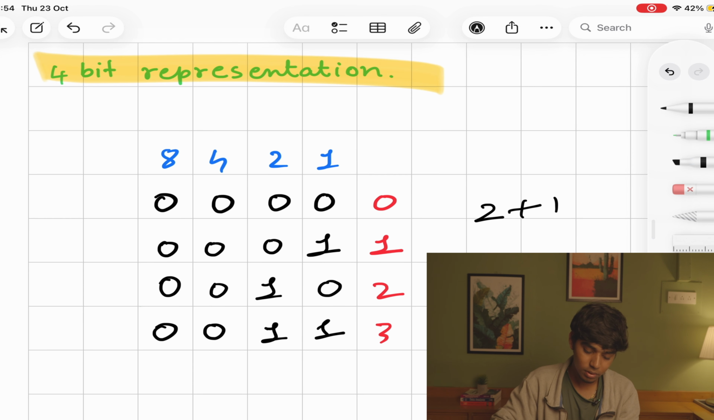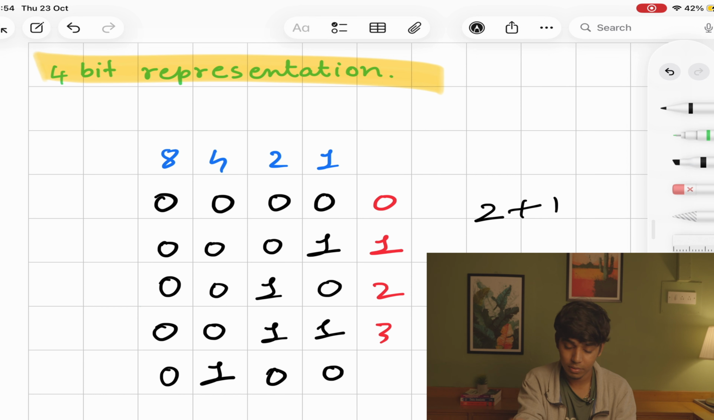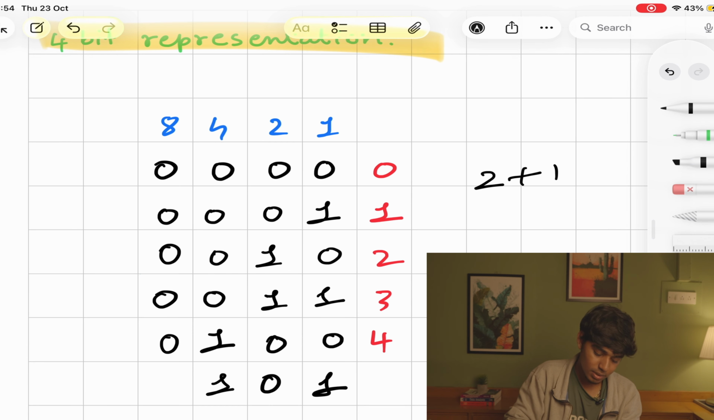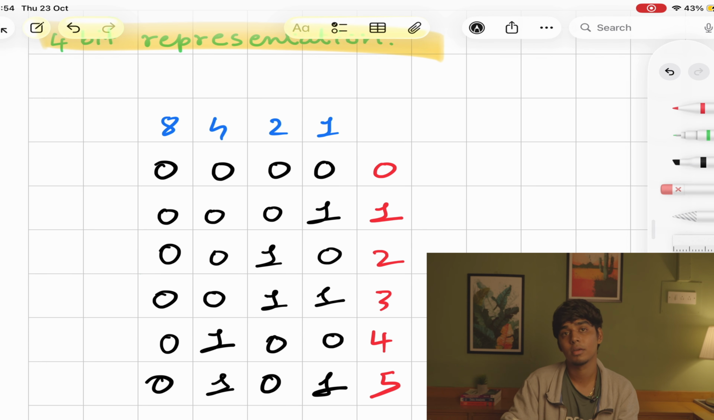Then we have 4. In order to reach 4, I cannot reach it with the first two switches being on. I have to jump to the next switch. So the next switch should be 1 and rest all should be 0, because the next switch is nothing but 4. So we get 4 here. Then let's say I need to reach 5. I need 4 plus 1, the first switch, and then I reach 5. This is how you represent numbers in binary.